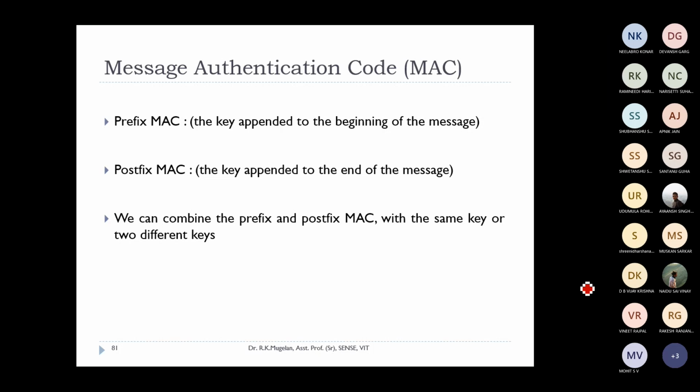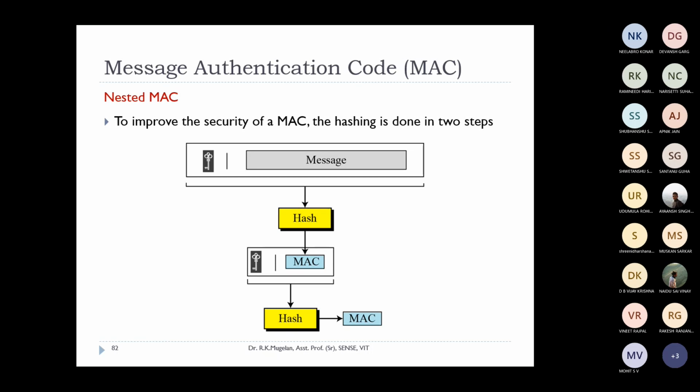Last class, we concluded our discussion on message authentication codes: what we mean by MAC, and how the keys can be appended in a MAC. That is, you can append the key as a prefix, a postfix, or combine them. Now we see certain methods of message authentication codes. One of them is called nested MAC.